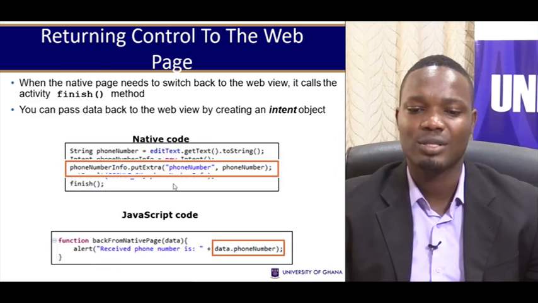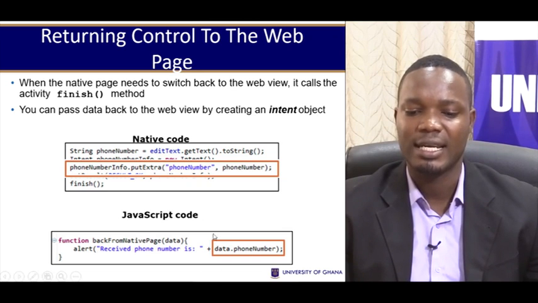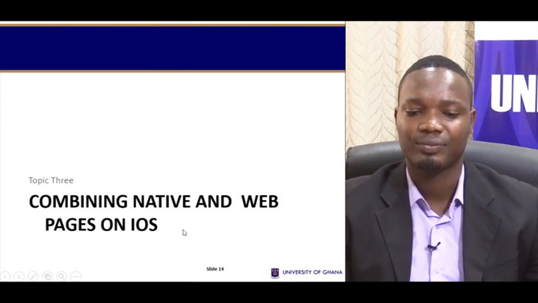Returning control back to the web page, when we are done, we need to call the finish method. So by calling the finish method, it's going to return control back to the web page, and the data that needs to be returned would also be accepted, and then you can process that also.